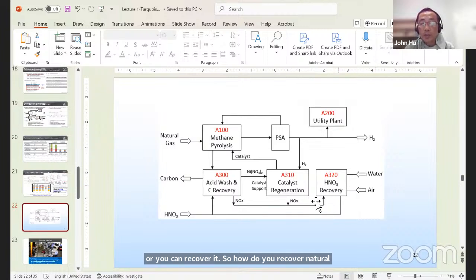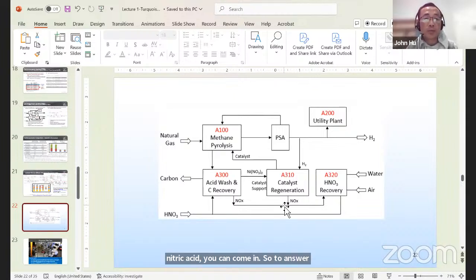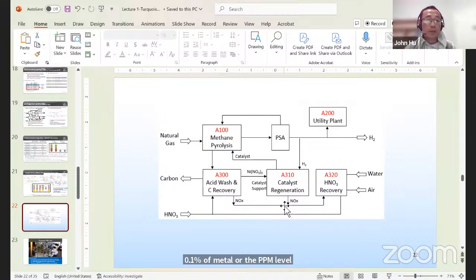You use air to oxidize NOx, and then you have water come in, then you rebuild it. And then if you are short of nitric acid, you can come in. So to answer your question, for acid wash, you can wash as many times as you need. So the guideline will be what level of metal you need. Do you want 0.1% of metal or the ppm level? Then you wash multiple times.